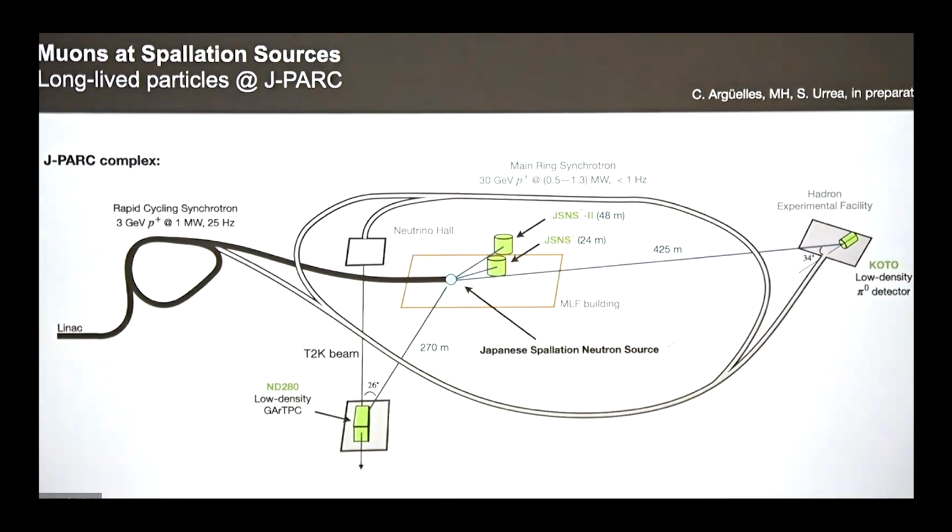I'll talk about spallation sources as a source of new particles. And one particular example where we'll see progress in the near future is the Japanese neutron spallation source. The reason I bring this up is because it's close to a lot of neutrino detectors where you can look for long-lived particles. In particular, here the JSNS squared liquid scintillator, large volume detectors very close to the spallation source.